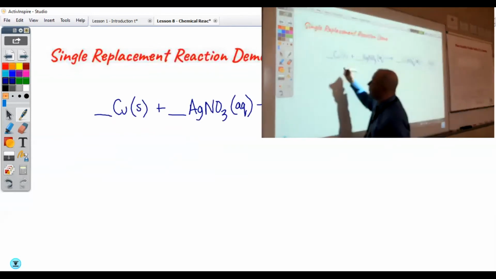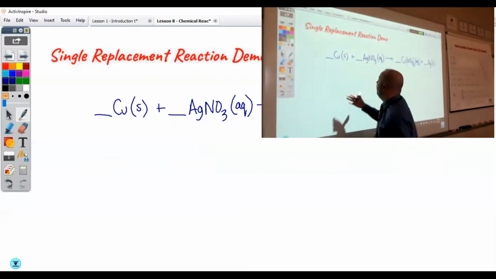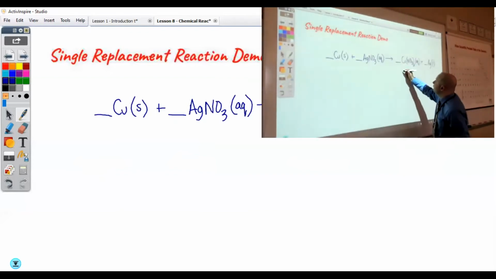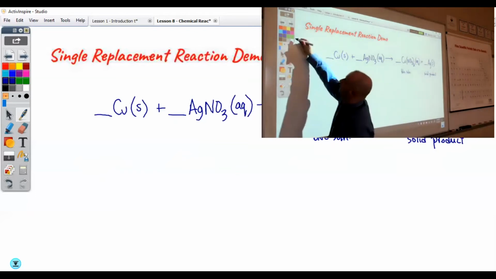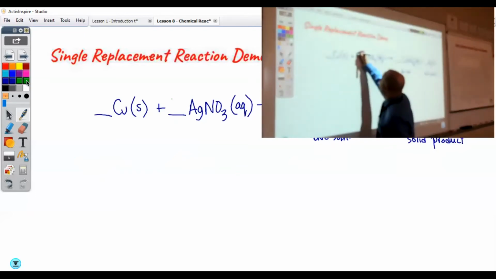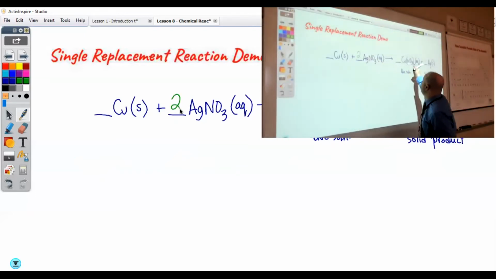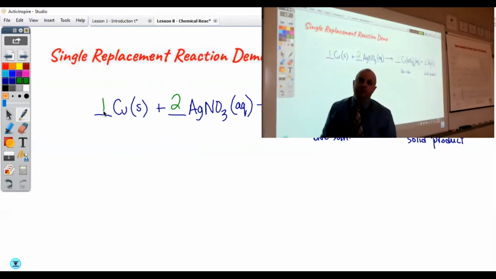So copper, we know what copper looks like, similar to a penny. We have this colorless solution. Now you can see after the reaction, we have our blue solution, and then finally our solid product. When this equation is balanced, we're going to have 2 silver nitrates. That accounts for the 2 nitrates here, and then 2 atoms of silver. The rest of these are ones. So I hope you enjoyed that demonstration.